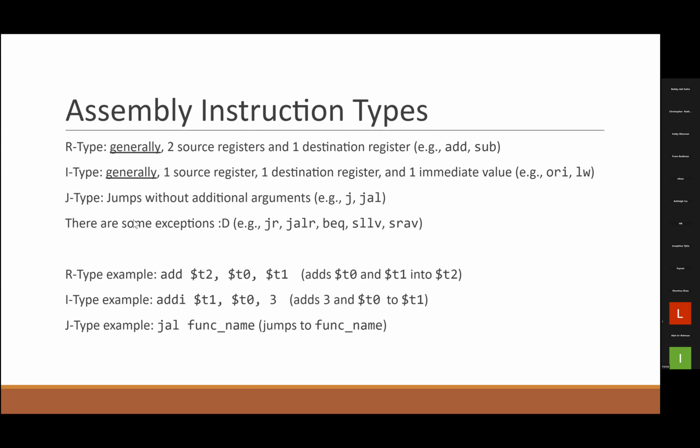There are some exceptions to this rule. For example, JR, jump register, is an R type despite being a jump. Same with JALR. The branches are all I type, despite some of them only needing one register. And all the shifts are R types.